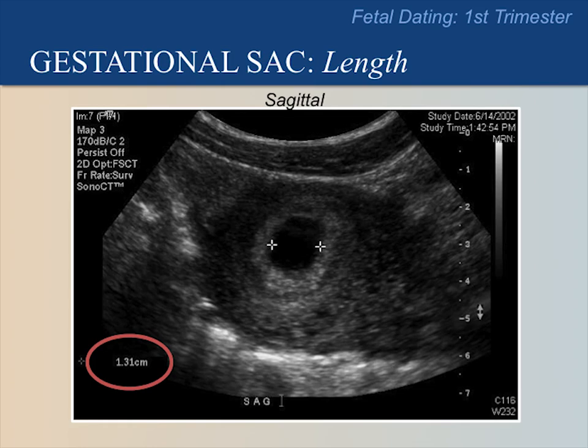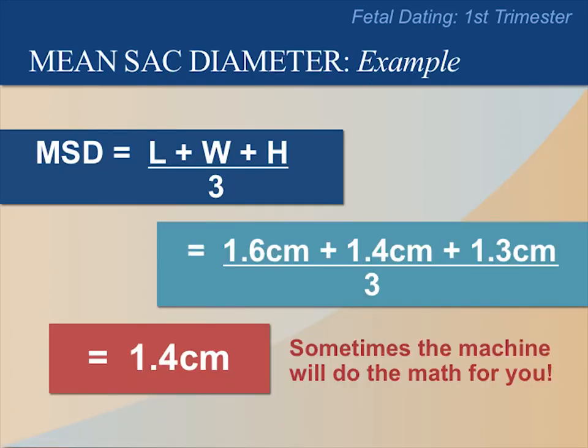This is a sagittal scan of the uterus that will be used to measure the length of the gestational sac. Now we have the last of the 3 measurements to calculate the mean sac diameter. Now that we have length, width, and height, we can calculate the mean sac diameter. When we add these numbers together and divide by 3, we get a mean sac diameter of 1.4 centimeters.